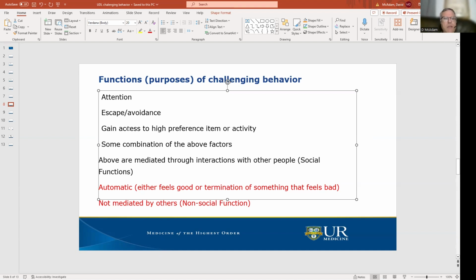And then there's the concept of automatic reinforcement, which is I engage in the behavior because there's something I find enjoyable or pleasurable that it produces. So it really doesn't matter how people interacted with me or how people respond. I do it because it feels really good.